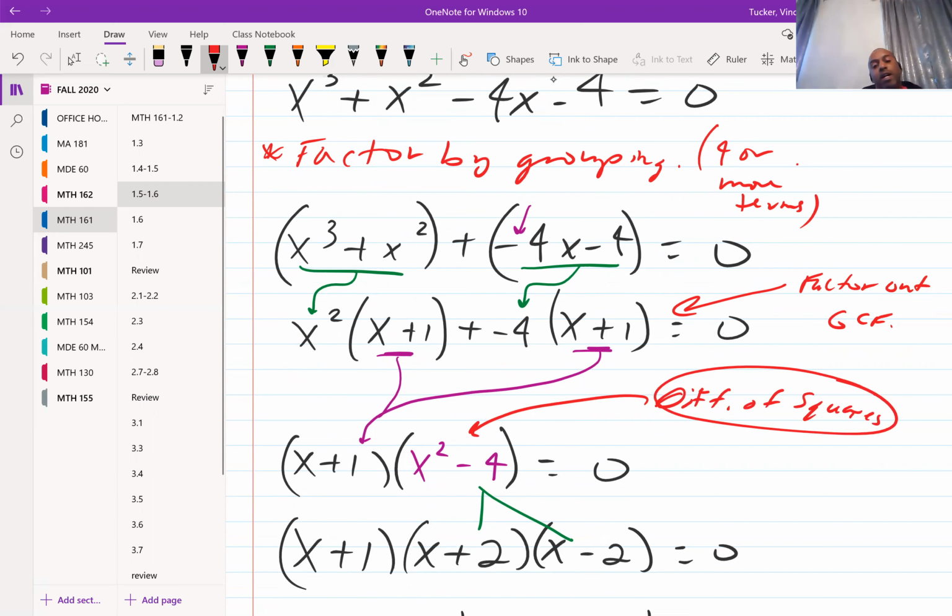X squared minus 9. Here we have x squared minus 4. This is x squared minus 2 squared. So that's why we could break it up into x plus 2, x minus 2. Same thing we did with x squared minus 9. That was x squared minus 3 squared. So we broke it up into x plus 3, x minus 3.